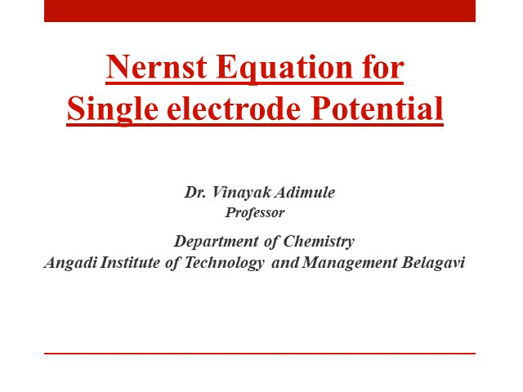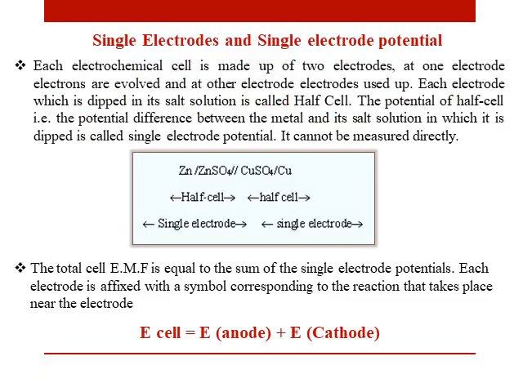Dear students, today we will discuss the Nernst equation for single electrode potentials. Each electrochemical cell is made up of two electrodes. At one electrode, electrons are released, that is the anode, and at the other electrode, electrons are accepted.